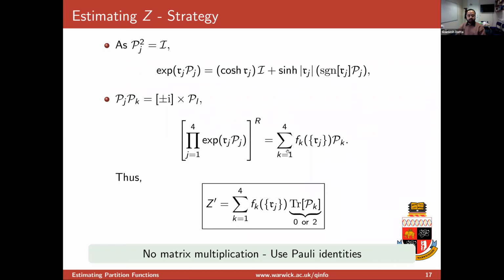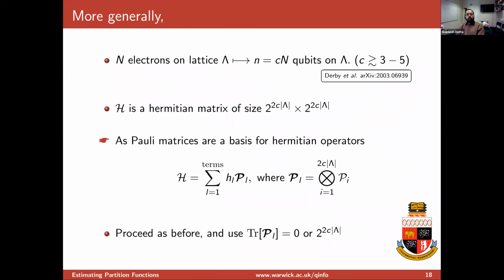So if I want to now take the trace of this quantity, well, I know that the trace of the Pauli matrices is 0. So only the terms that multiply to the identity will survive. And that's my estimate of the partition function. That's Z prime, basically. And this is in some sense the crux of what we are talking about, which is that we are not doing explicit matrix multiplication here. We are using the properties of the Pauli matrices to get to an estimate of the partition function. And this, in some sense, is our algorithm, our classical algorithm.